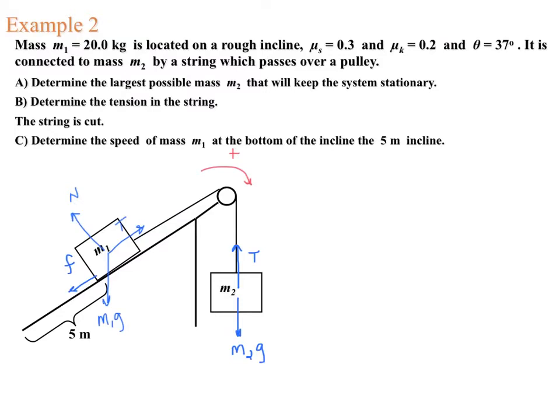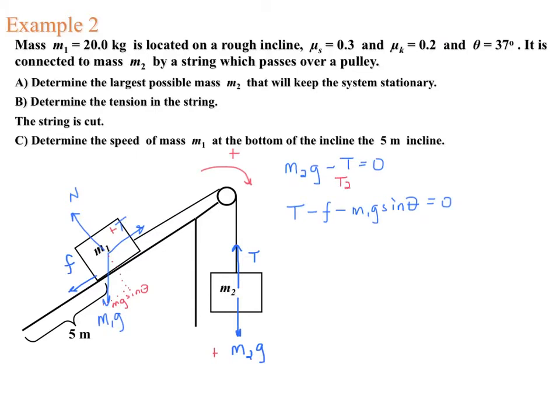So then I can write the sum of the forces, making sure that I make M2g positive and tension over here positive. Everything else, like m1g sine theta, will be negative. So my two equations look like m2g minus T is equal to 0, and T minus friction minus m1g sine theta is also equal to 0. So then I can make a substitution for tension into my second equation.